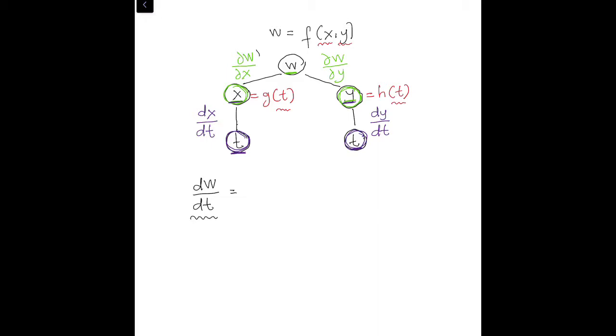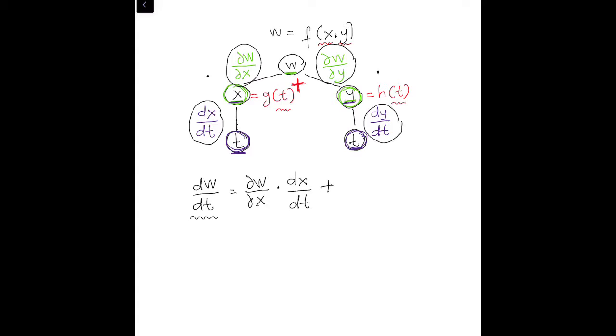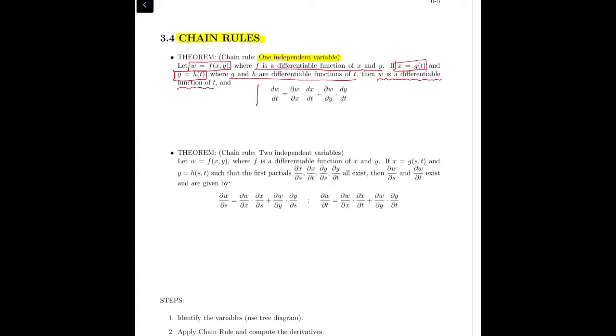In order to find dw/dt, so now we have to take partial derivative w with respect to x, multiply with dx/dt, plus the right side of the chain diagram. So we have partial derivative w with respect to y, multiply with dy/dt. That is how we get the formula in the theorem for one independent variable.